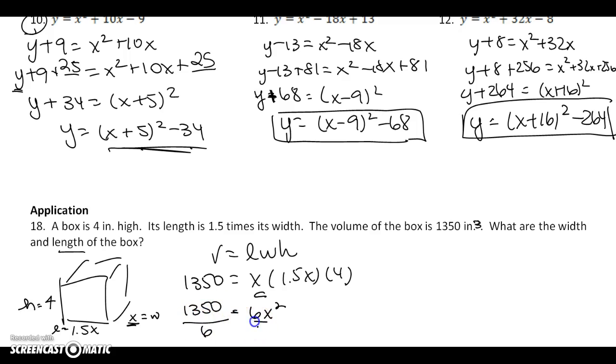Divide both sides by 6, and then take the square root. Here we will not use plus and minus because width is with respect to a length. All right, so we end up getting 15 inches for the width.